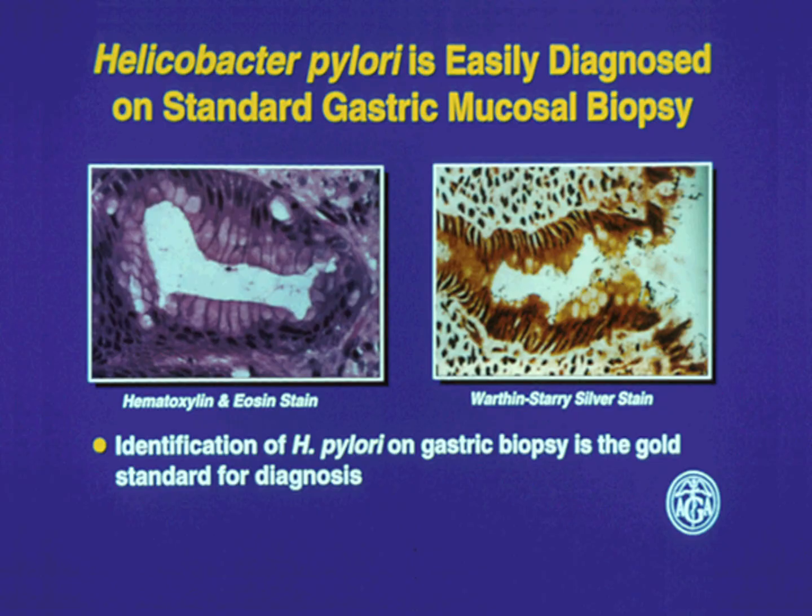This is an example of how Helicobacter pylori is easy to diagnose. On standard gastric mucosal biopsy, you can see that we can use different stains, and we can detect the presence of this organism.